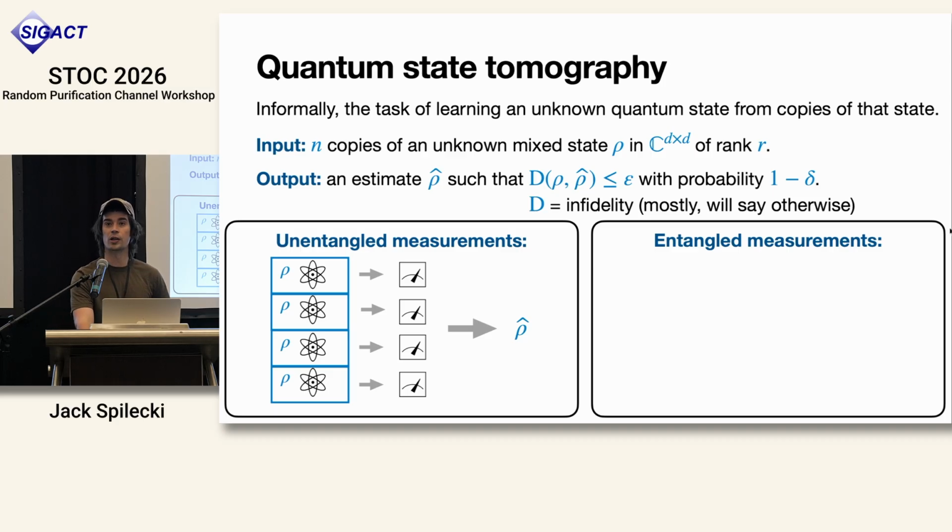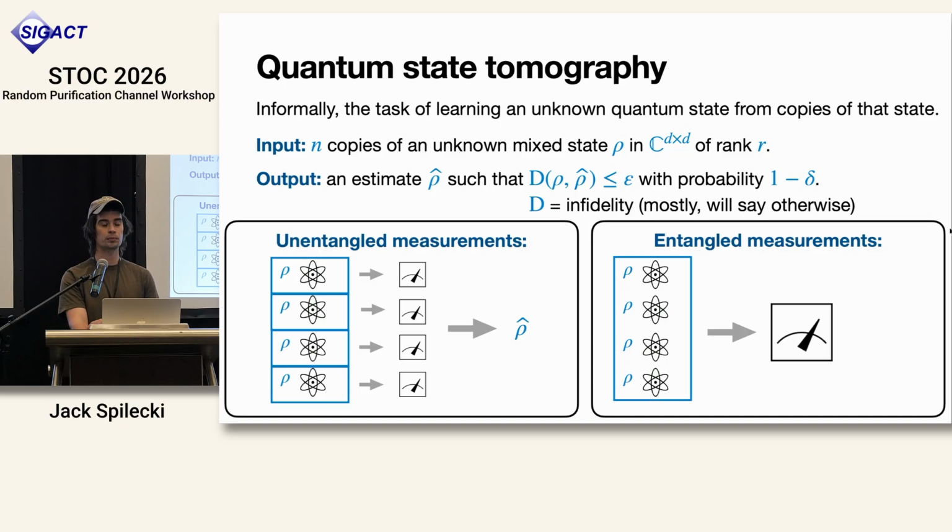With entangled measurements, on the other hand, this is the true power of quantum mechanics, or the most general type of measurement you can perform. The picture here is you have all of your copies, and then you perform one giant measurement on all of them simultaneously. And now you only have one measurement outcome, but it contains all the information you need to generate your estimate. Okay.